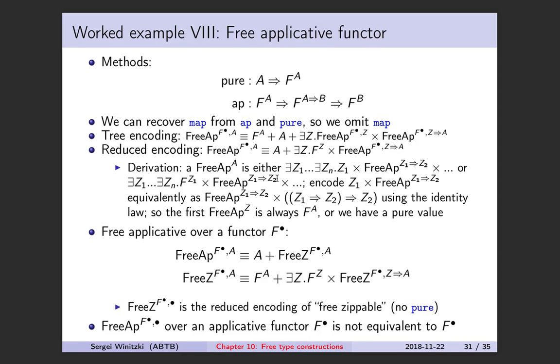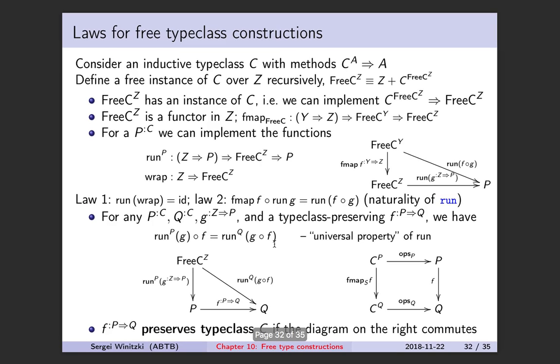The free applicative functor goes through the same procedure. I also show what is a free zippable, that is an applicative without pure. And I proceed to derive the laws formally of the free type construction, starting from the tree encoding and going through the derivation and formulation of the identity law, the functor law, the naturality law, and the universal property.